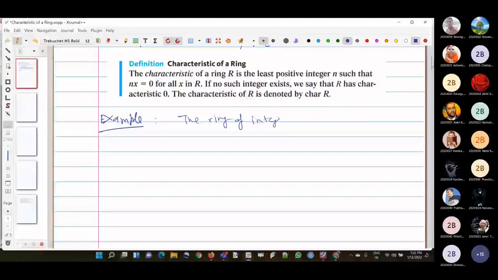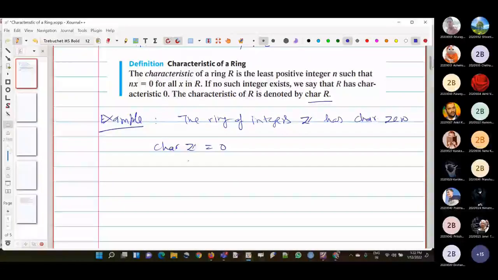The ring of integers Z has characteristic 0. Characteristic we used to write like this. Okay, characteristic 0. That is, the characteristic of Z equals 0.